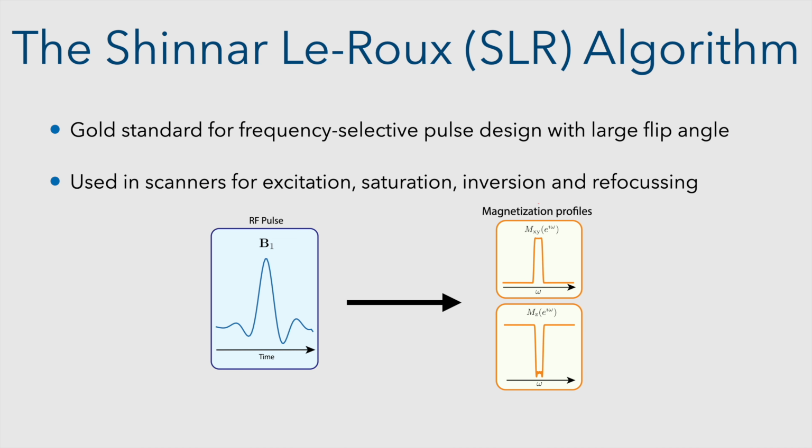So the Shinnar-Le-Roux algorithm, or the SLR algorithm, has really been the gold standard for designing frequency selective pulses with large flip angles. Since its development in the late 1980s, scanners worldwide have used its pulses for a wide range of applications. Now, people like SLR because it's very simple and also very effective. But it turns out we can do better.